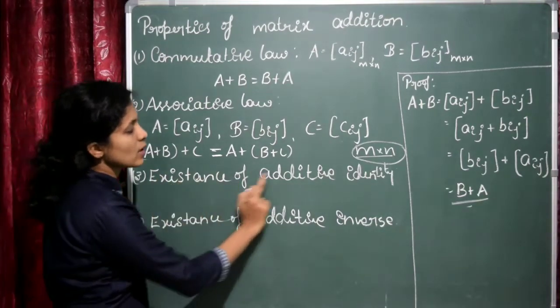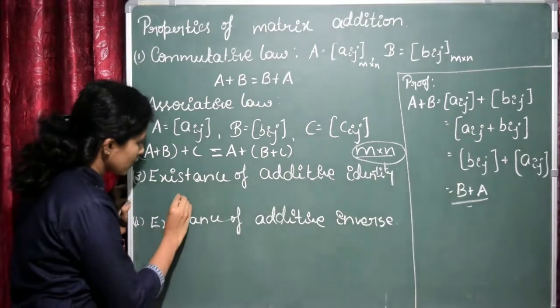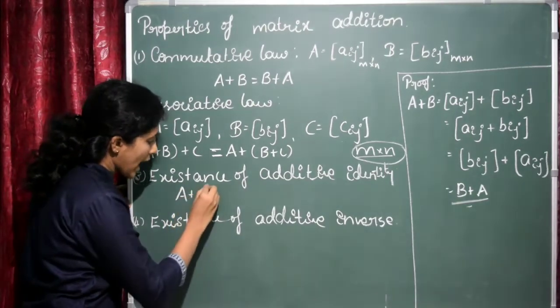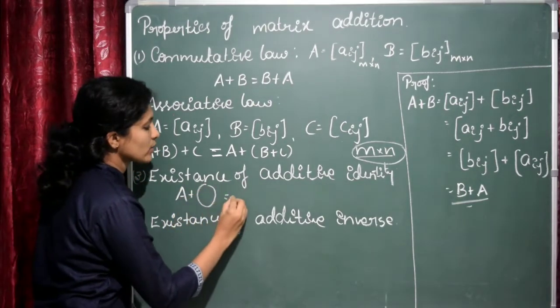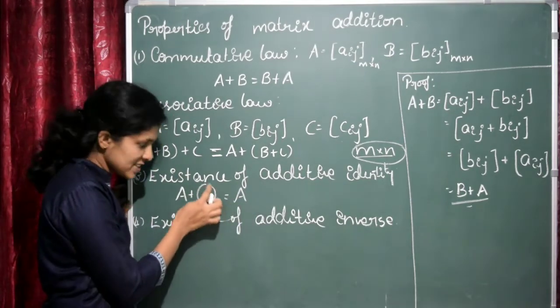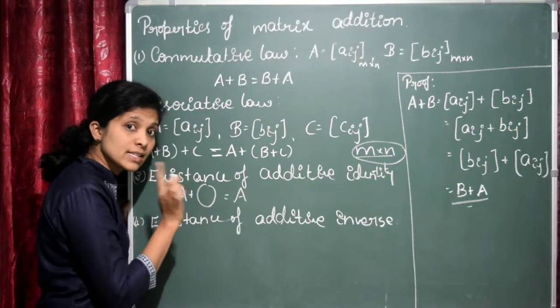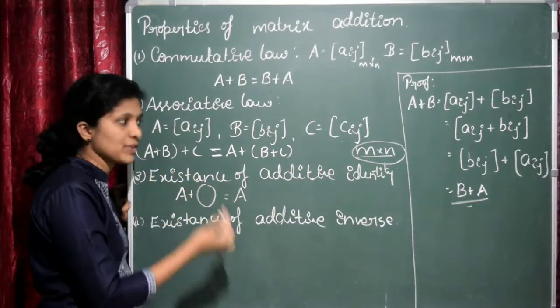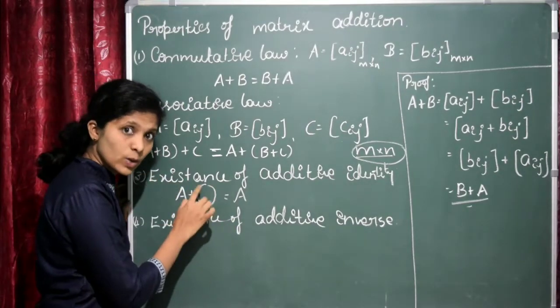Now, the existence of the additive identity. I'll consider one matrix A. I have to add some matrix here so that I get the value of A. What is the additive identity? Can you say? Yes, it is 0. But here this is not the 0 value, it is a 0 matrix. Remember this one, this is not 0, this is the 0 matrix.